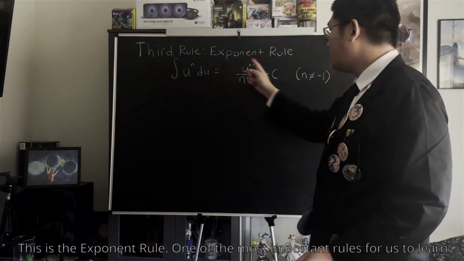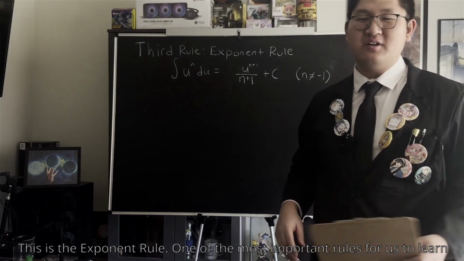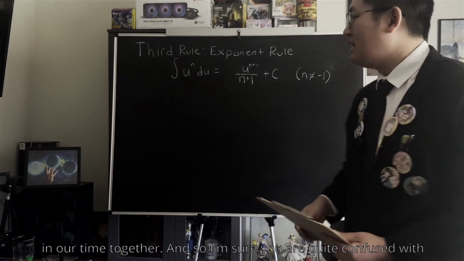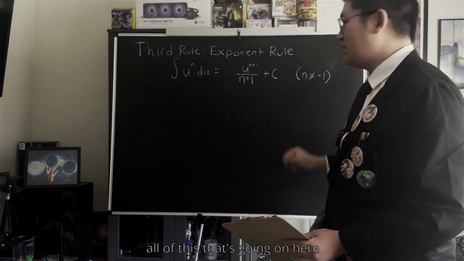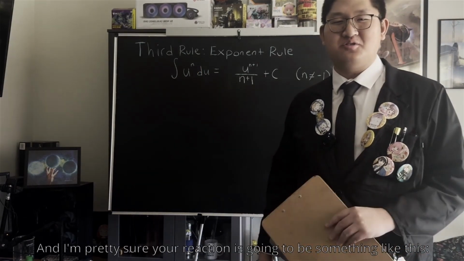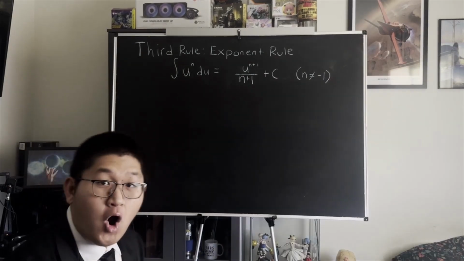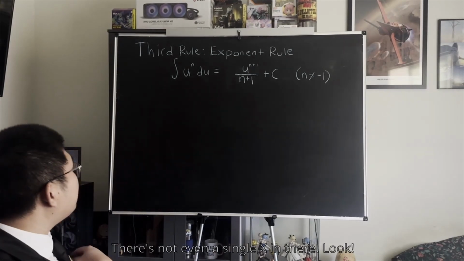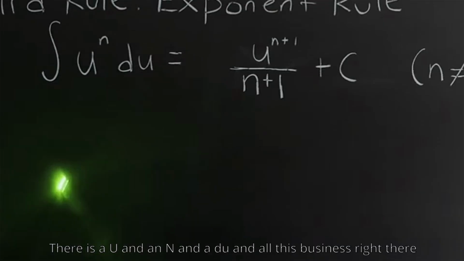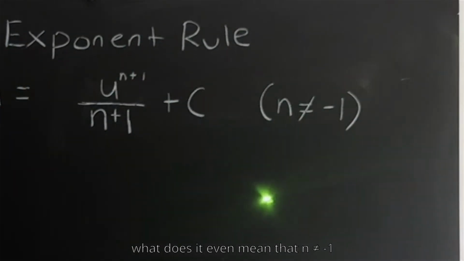This is the exponent rule, one of the most important rules for us to learn in our time together. I'm sure you are quite confused with all of this that's going on here, and I'm pretty sure your reaction is going to be something like this. Oh, what is all that? There's not even a single x in there. Look, there is a u and an n and a du and all this business right there. What does it even mean that n cannot be -1?